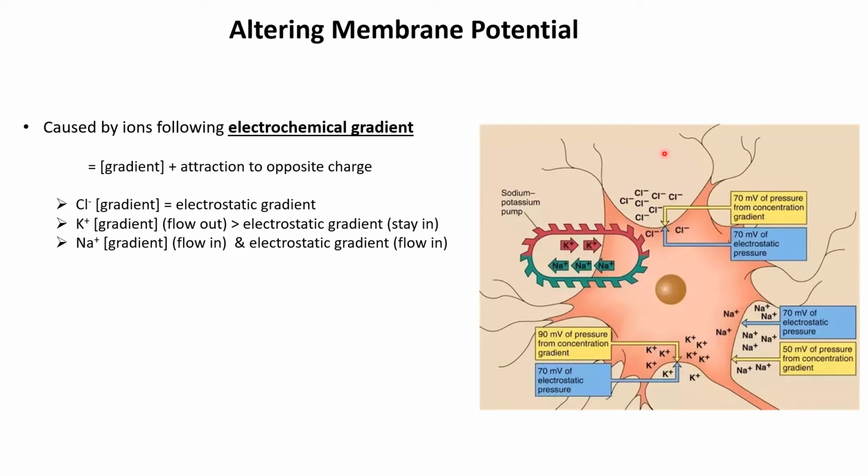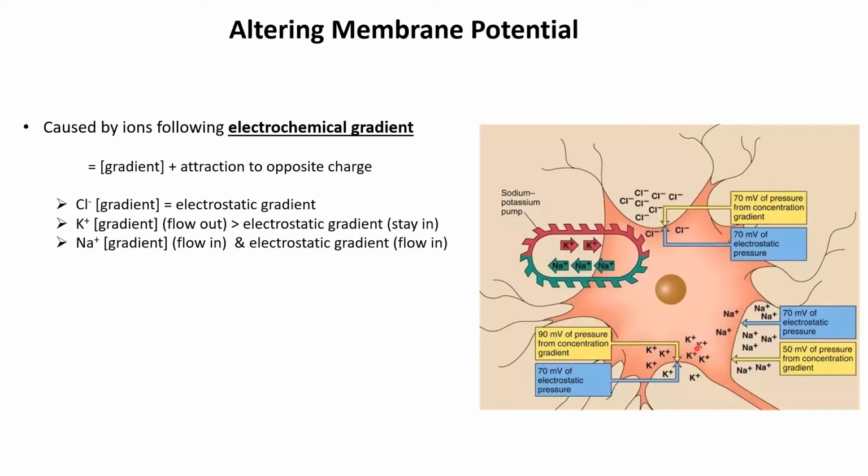And it just so happens that if you were to think of the pressure of each of these gradients, they're going to be equal to each other for chloride. So here we've got 70 millivolts of pressure of chloride wanting to come down its concentration gradient, and we've also got 70 millivolts of electrostatic pressure pushing it out of the cell. So it's going to be staying in a net neutral here.